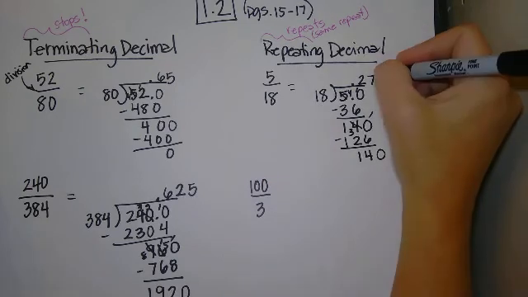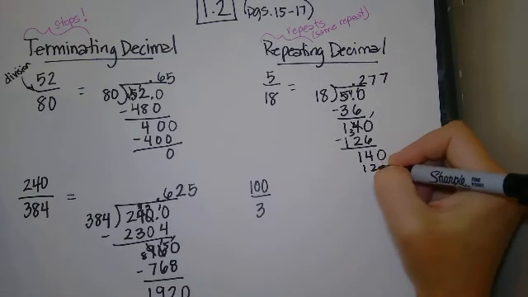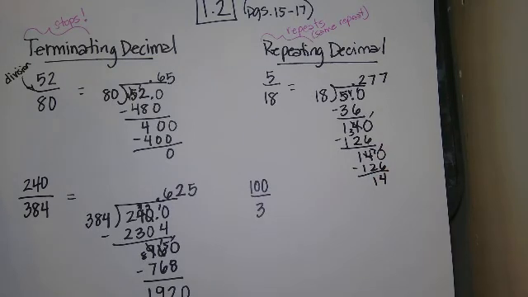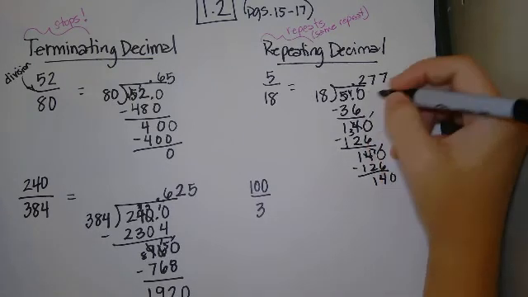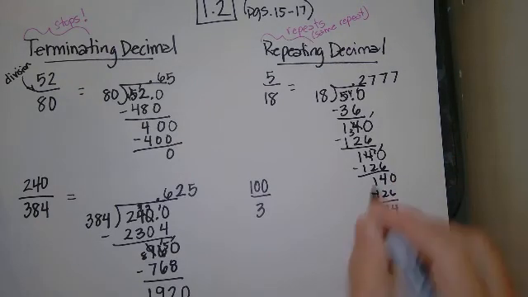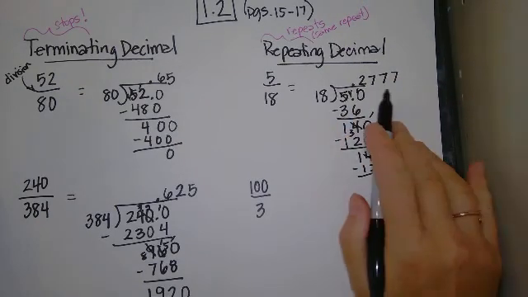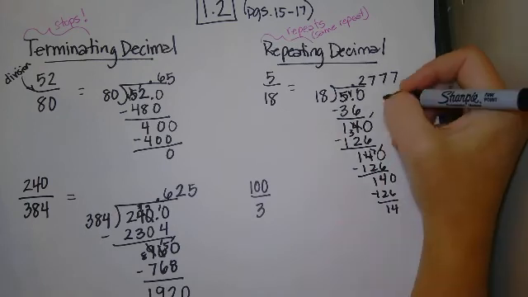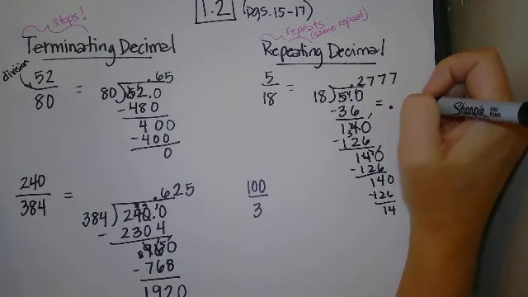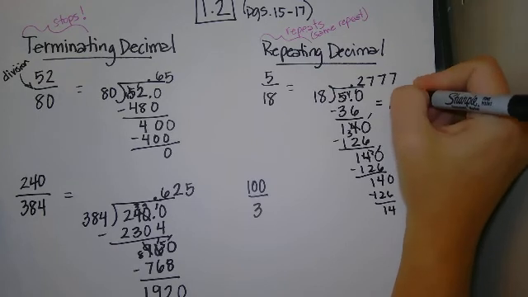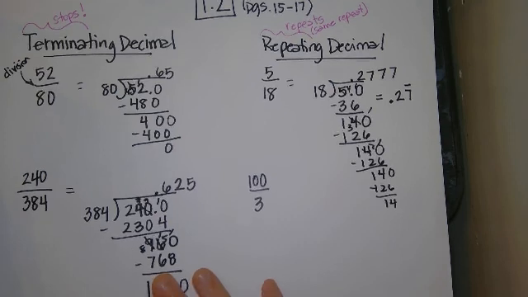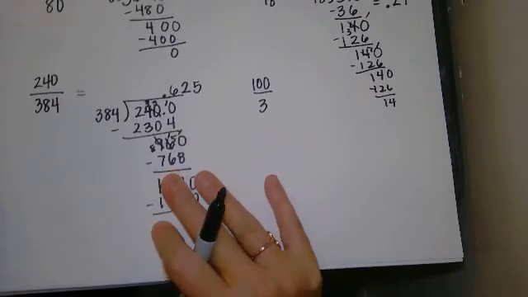And then I notice, whoa, I just did this. How many groups of 18 are in 140? 7 again. I have 14 left over again. Add a 0. Goes in there 7. 14 left over. This is going to continue forever. So I know that this 7 is repeating, so I would actually write this decimal as, with my point, 2, and then I would put a line over the 7 to indicate that it is repeating.